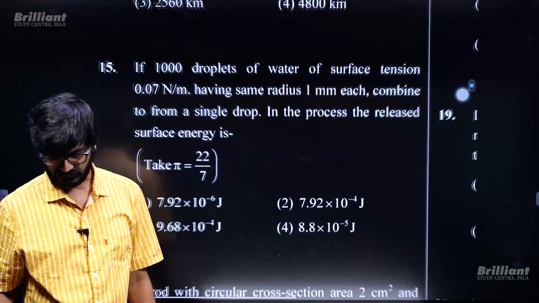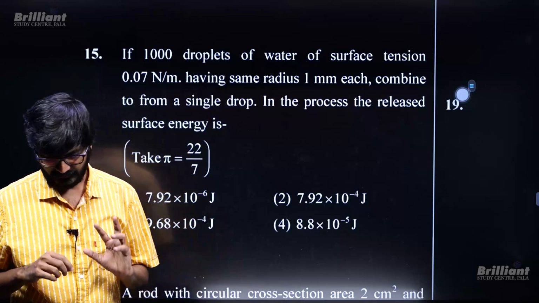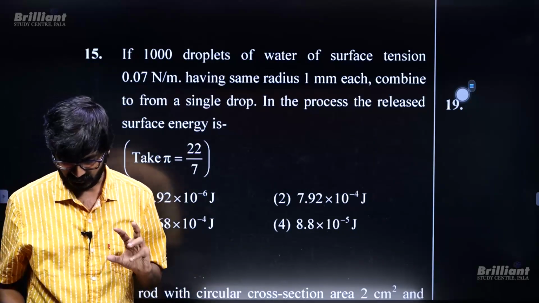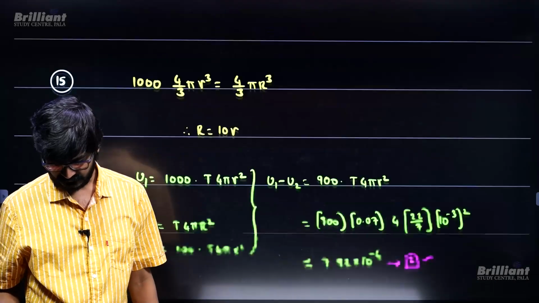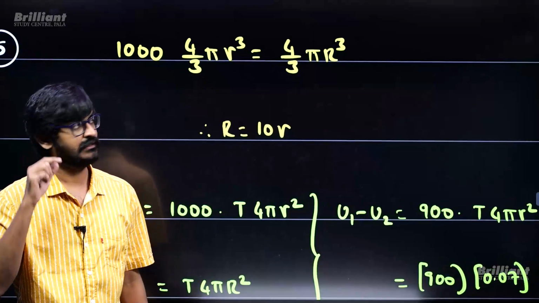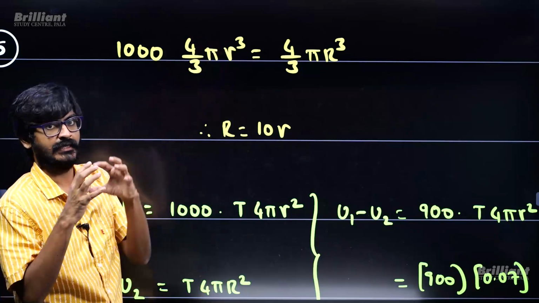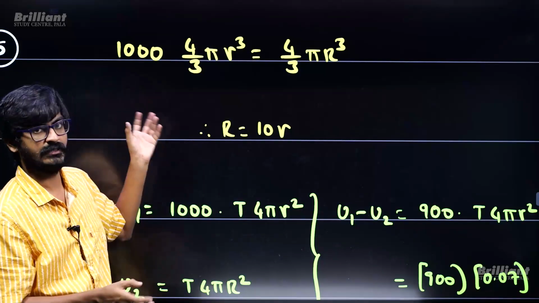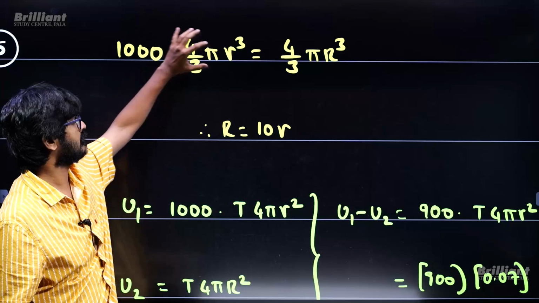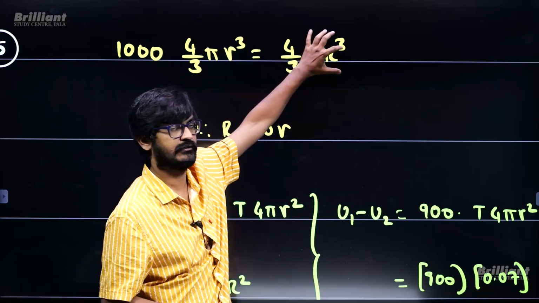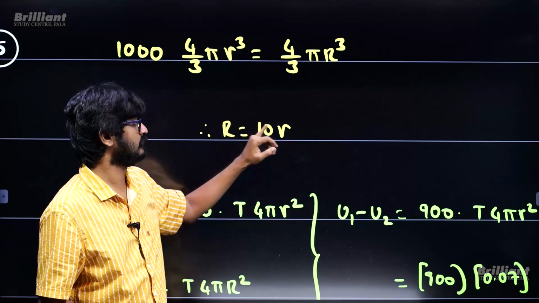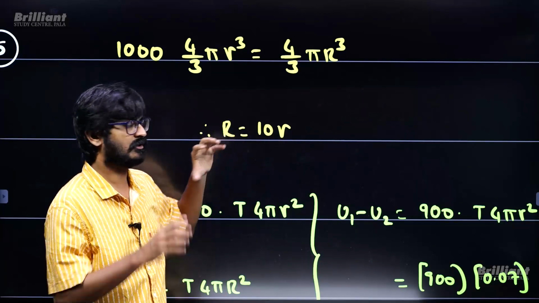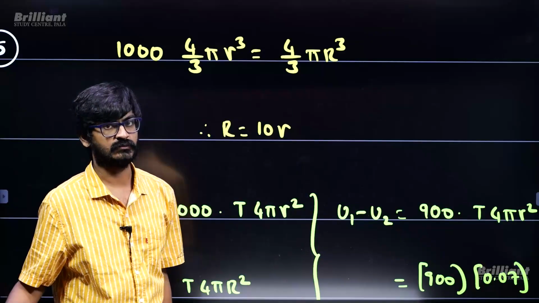If 1000 droplets of water of surface tension T having same radius combine to form a single drop, what is the energy released in this process? So what is happening? 1000 small drops are combining and becoming one big drop. So volume will be same. So volume of 1000 small drops equals volume of one big drop. From there I will be getting the relation between radius of new drop to old drop. So the bigger drop is having 10 times the radius of the smaller drops.